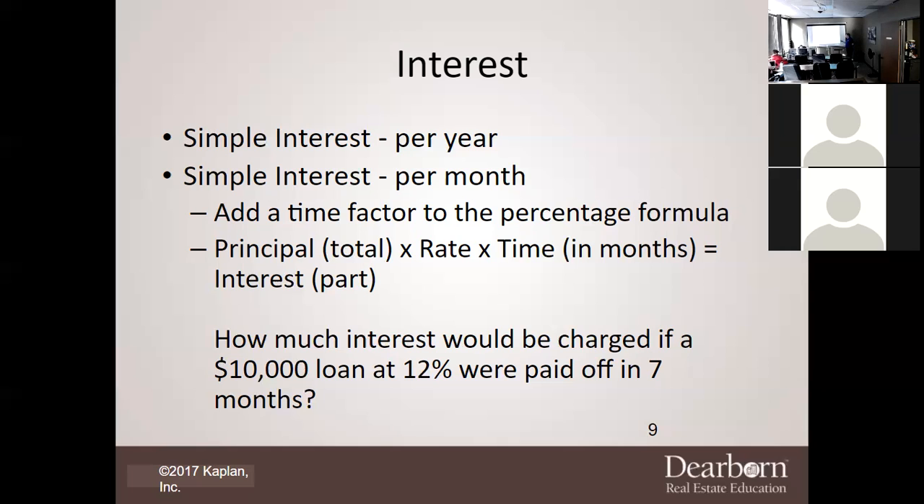But again, simple interest can be either by year or by month. Really depends. And all it is, you add a time factor to the percentage formula, which is you take your principal times the rate times the time in months equals your interest. So how much interest would be charged if a $10,000 loan at 12% were paid off in 7 months?